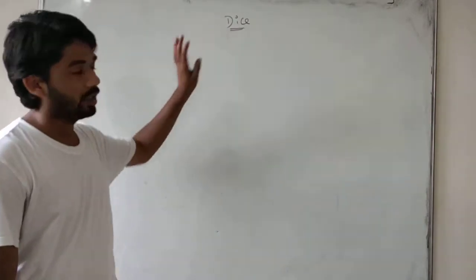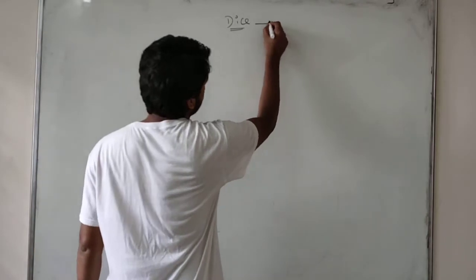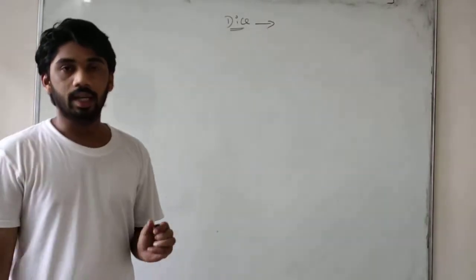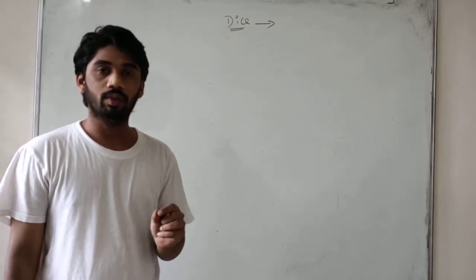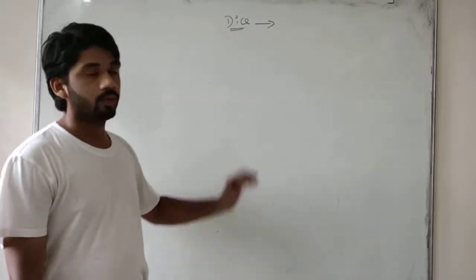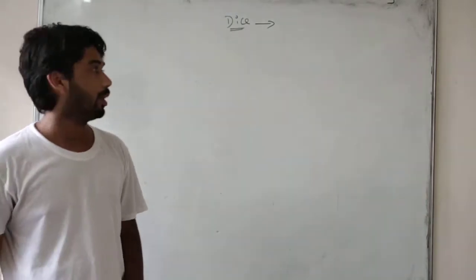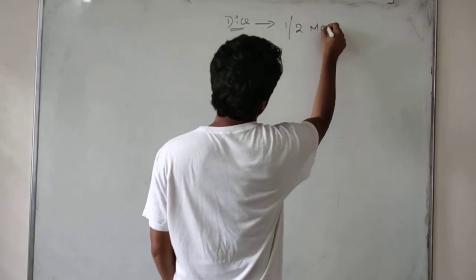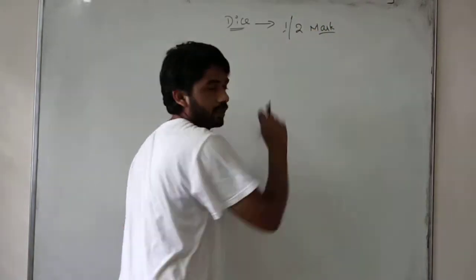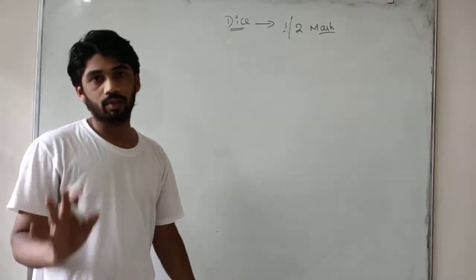I said in the previous class I will be taking the reasoning of dice. So dice. In railway, NTPC CBT2 and Group D, dice questions will be appearing. Dice questions will be appearing for 1 or 2 marks. 1 mark is fixed. Maybe if you have luck, we will be getting 2 marks. It is a fixed question.